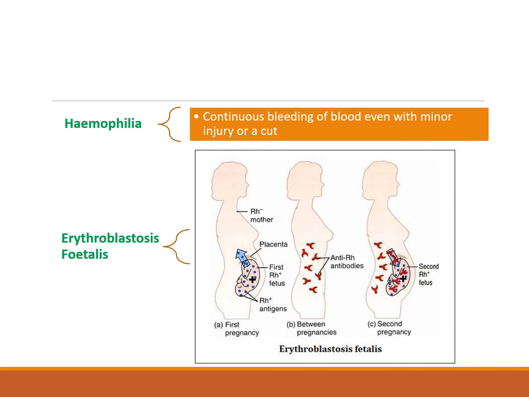Erythroblastosis fetalis. It is a disorder which occurs when the mother is Rh negative and the fetus is Rh positive. The Rh positive antigens of the fetus enter the mother's bloodstream via the placenta during the first pregnancy. In the meantime, the mother's blood forms anti-Rh antibodies. During the second pregnancy, if the fetus is Rh positive, these antibodies cause the lysis of the fetus's blood, thereby causing the death of the fetus. This disorder is called erythroblastosis fetalis.